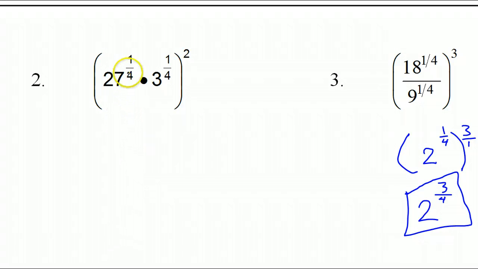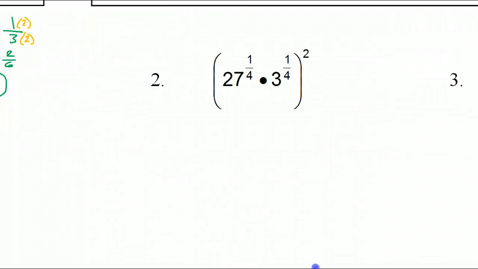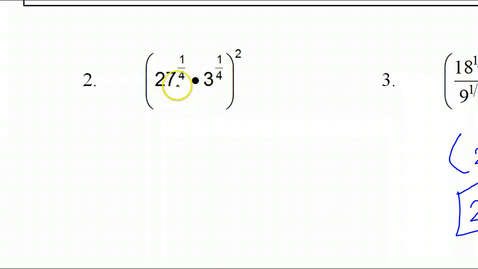Number 2. On this problem, we see that the exponents are the same. On the last problem, the bases were the same. If the bases are the same, you can add or do something with the exponents. If the exponents are the same, you can multiply or divide the bases. So since the exponents are the same, I can go ahead and multiply 27 times 3.